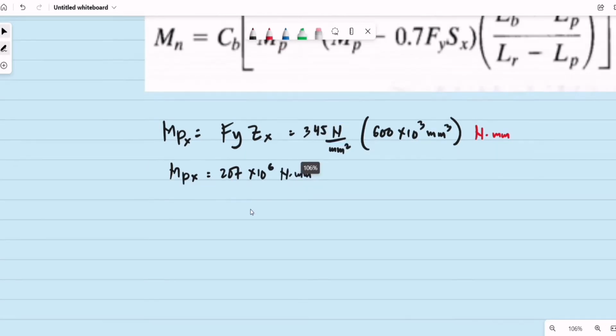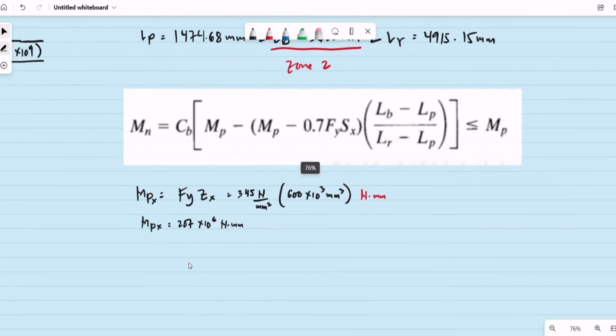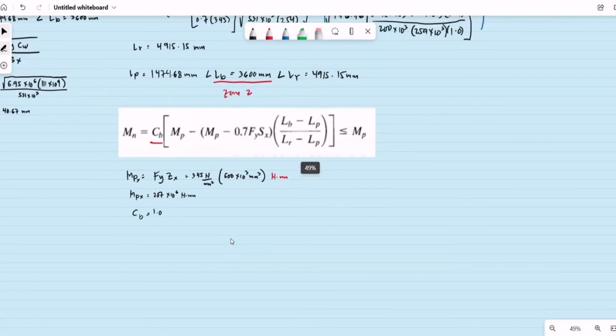So we are now ready to substitute. Again, from our problem, the value of C sub B, for this example, is simply equal to 1.0. So we are now ready to substitute.